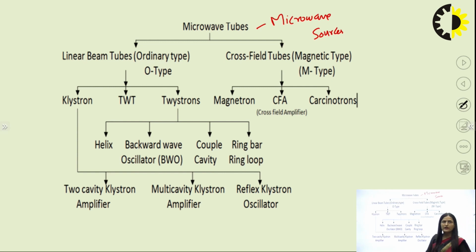In electronics, vacuum tubes are also available, but we cannot use vacuum tubes at microwave frequency. There are some limitations of vacuum tubes, so we cannot use them at microwave frequency. So we go for the microwave tubes. Microwave tubes can be divided into two parts. First is the ordinary type of microwave tube, and second is the magnetic type of microwave tube.